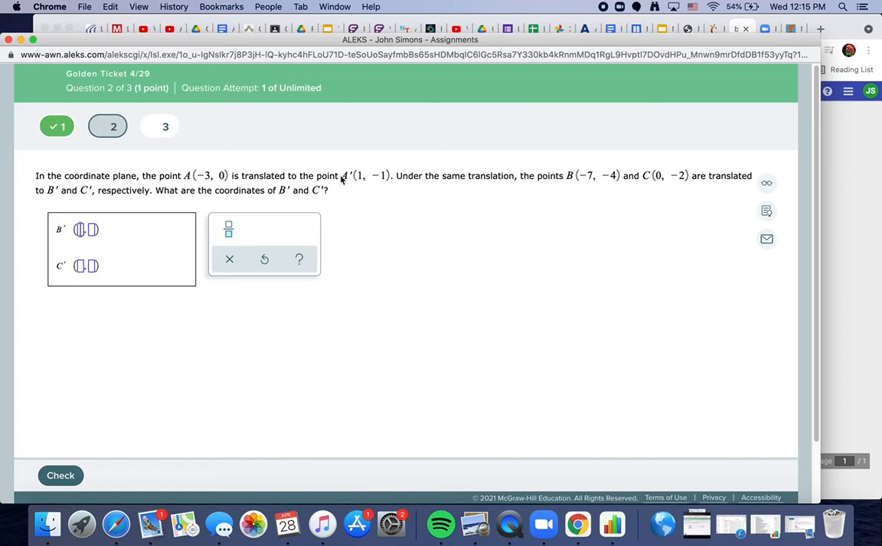And then we're going from 0 to -1. Well, that's pretty straightforward. You're just going down 1, right? 0 to -1 is going down 1. So we're going right 4, down 1.